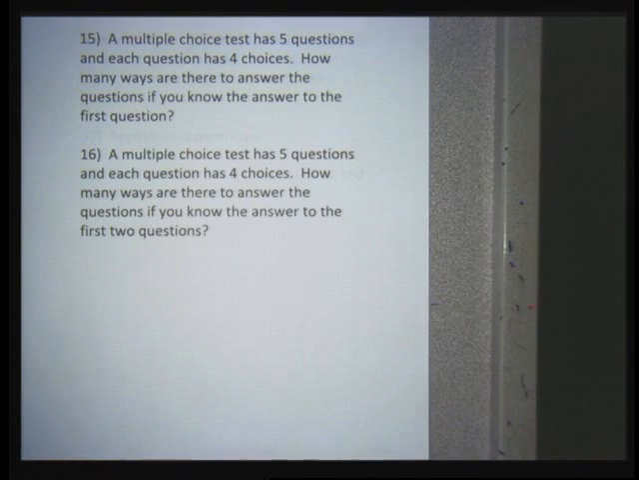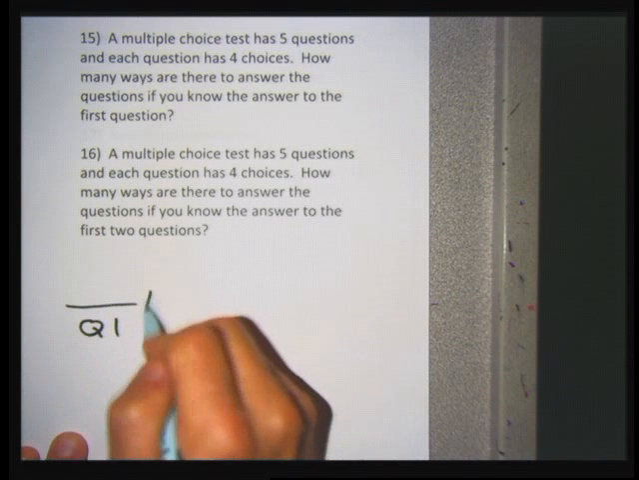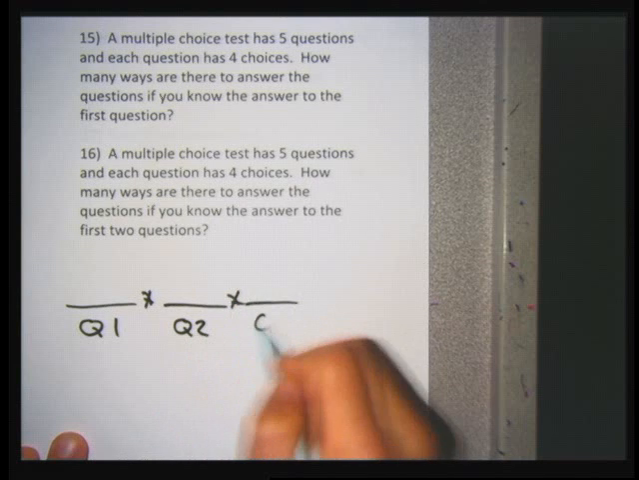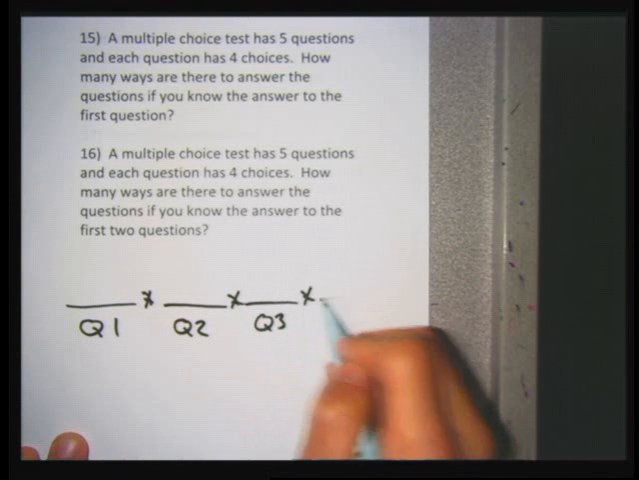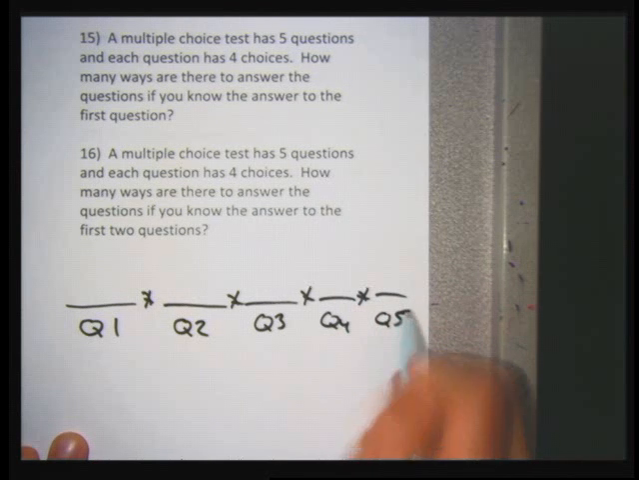All right. So 15 and 16 are kind of brother problems. On 15, we have the same multiple choice test. On 15, you know the answer to the first question. On 16, I know the answers to the first 2 questions. So I'm going to have question 1, question 2, question 3, question 4, and question 5.